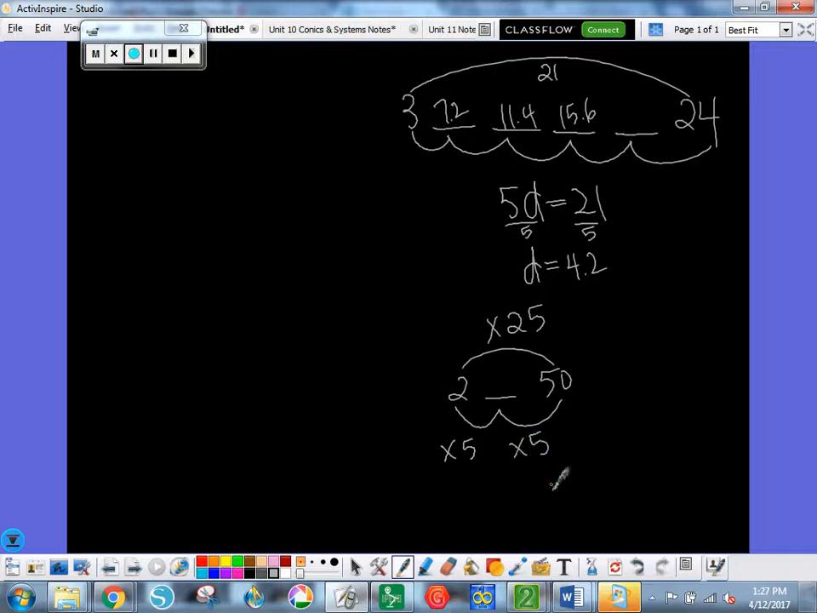It's a multiplier. So if I multiply 5 and then 5 again, what do I get to times 25? Does that sort of make sense? So that's what we're going to do. Let me show you one more.